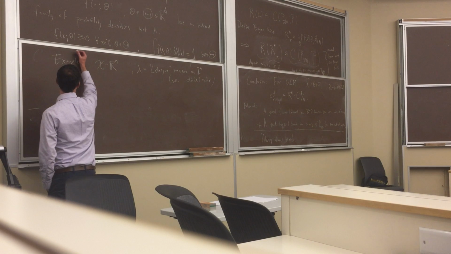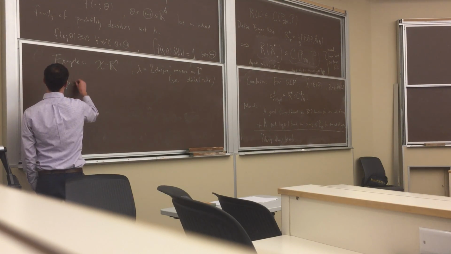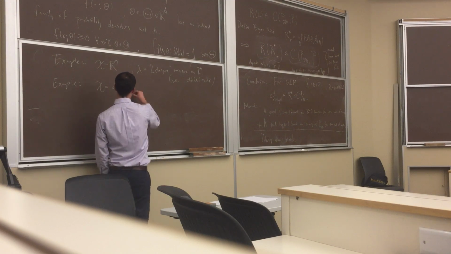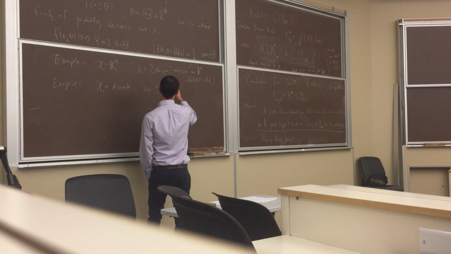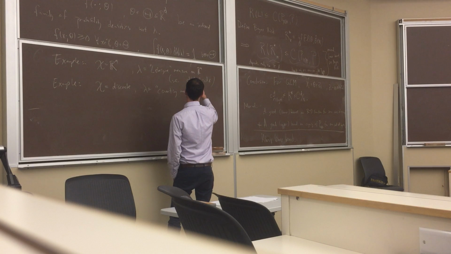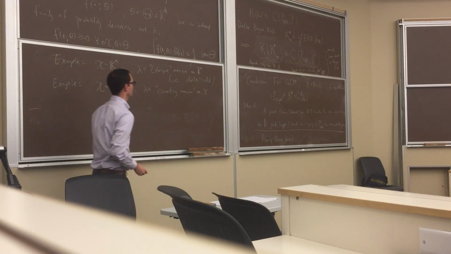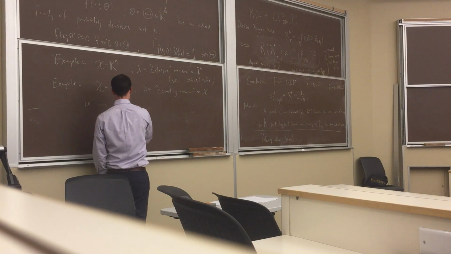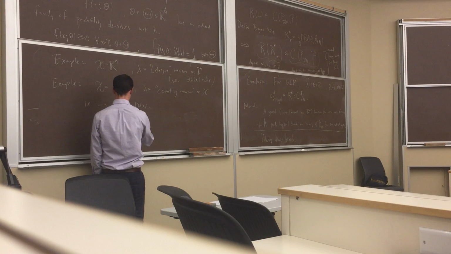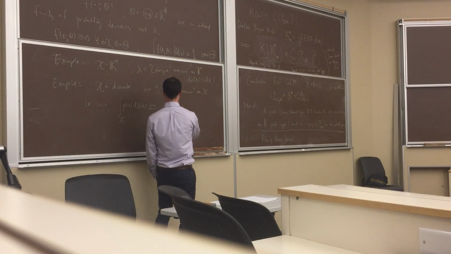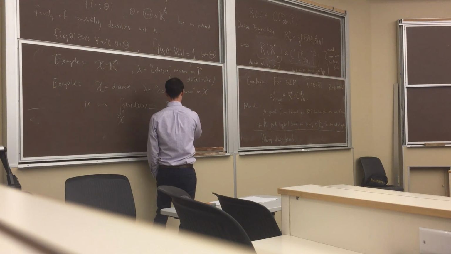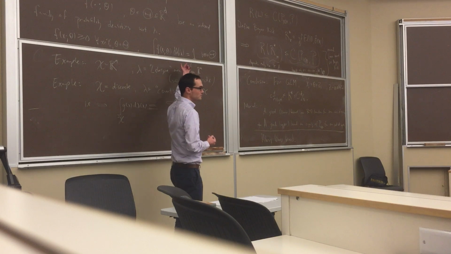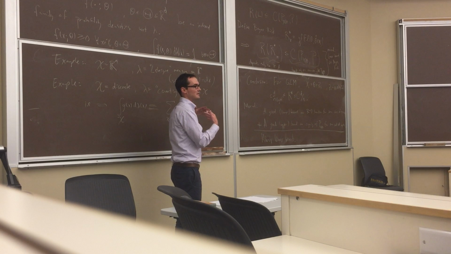Okay? So let's take another example. So this is example 1. Okay? X is discrete, and lambda is equal to a so-called counting measure on X. Okay? And what does this mean? This means that for some g, the integral of g(x) d lambda(x) just means that we're taking the sum over x in X of g(x). Okay?